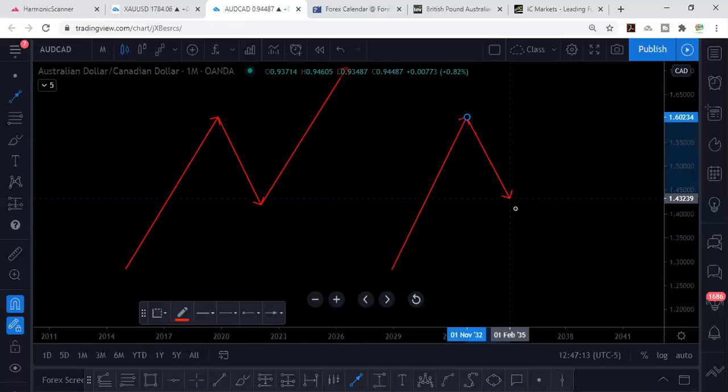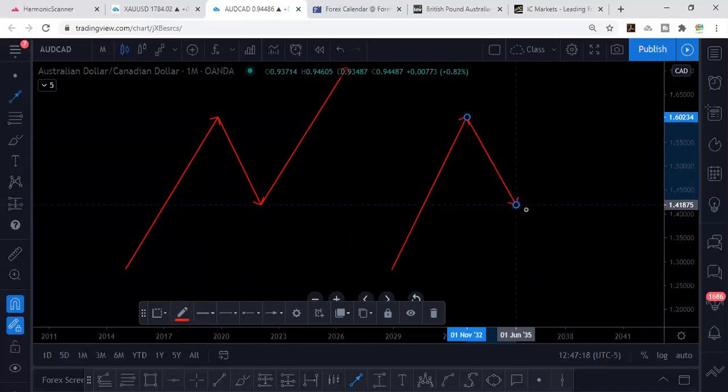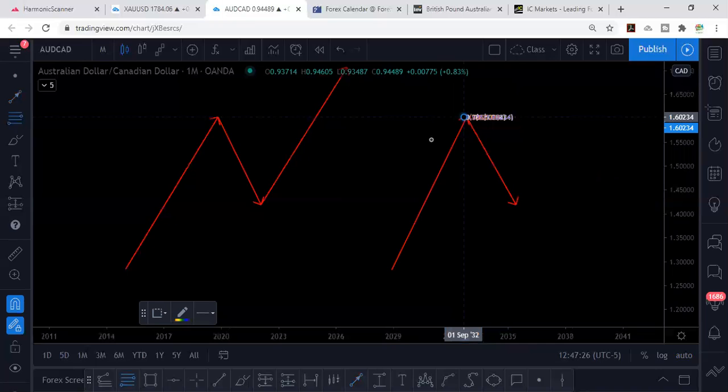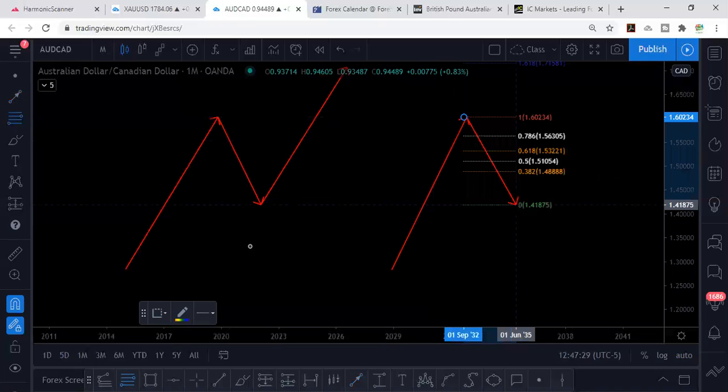They have 0.618. Now, from 0.618, that is where we want to take our target. Bring out your Fibonacci. We know that it should continue. Okay. But this move doesn't exist yet. We're trying to now see how far we want to take it.